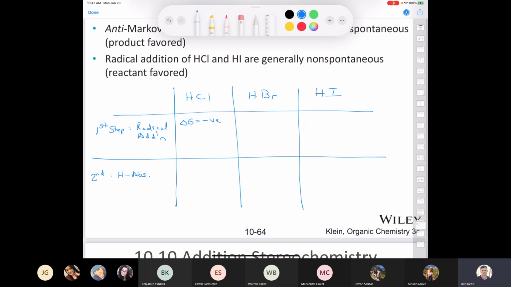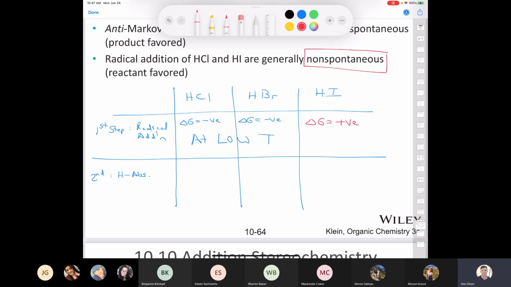And the same thing occurs with HBr. The delta G here is also negative. The first step, the radical addition with either the chlorine radical or the bromine radical. They're both spontaneous at low temperature, both of them. Whereas if you look at the radical addition with HI, it's actually an endergonic process. So the delta G is positive, and therefore that's going to put the kibosh to the whole thing. That renders the reaction non-spontaneous.